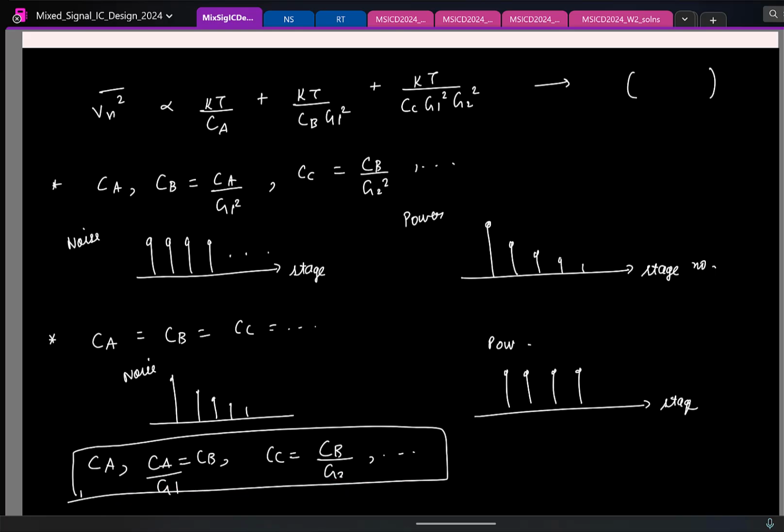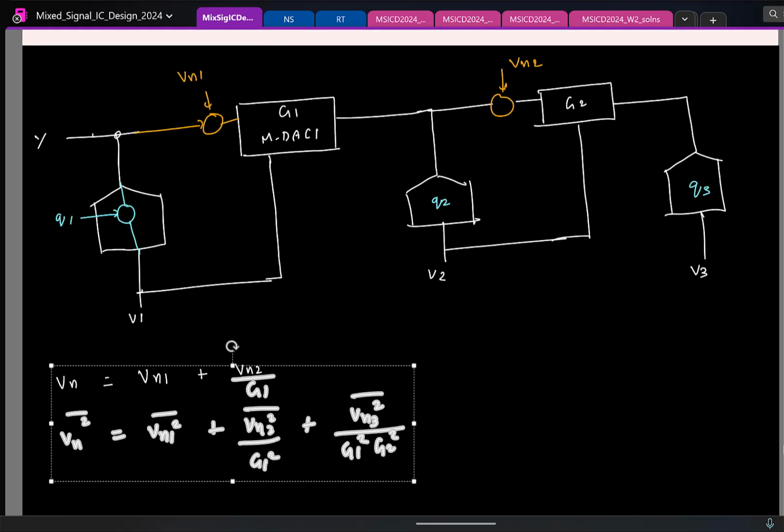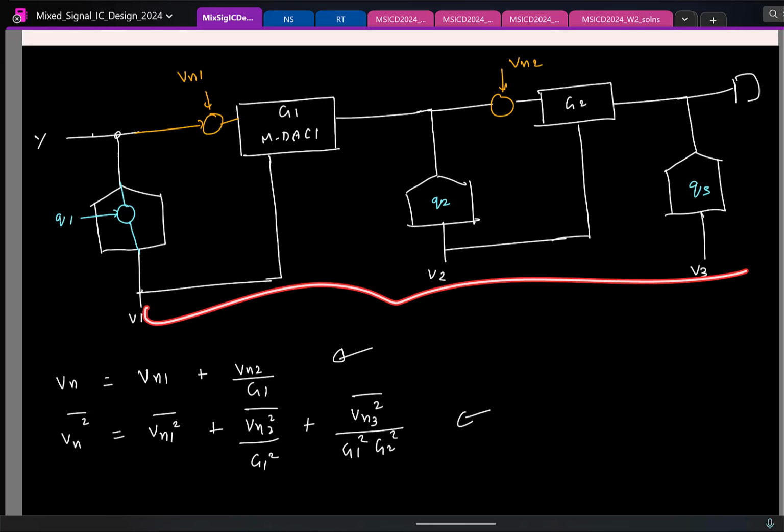VM3 being the last. Okay, I took it for a 3-stage. I generalized it like this. This is for a two-stage. This is for a 3-stage pipeline ADC. If you have a 4-stage pipeline ADC, you will have 3 MDACs.